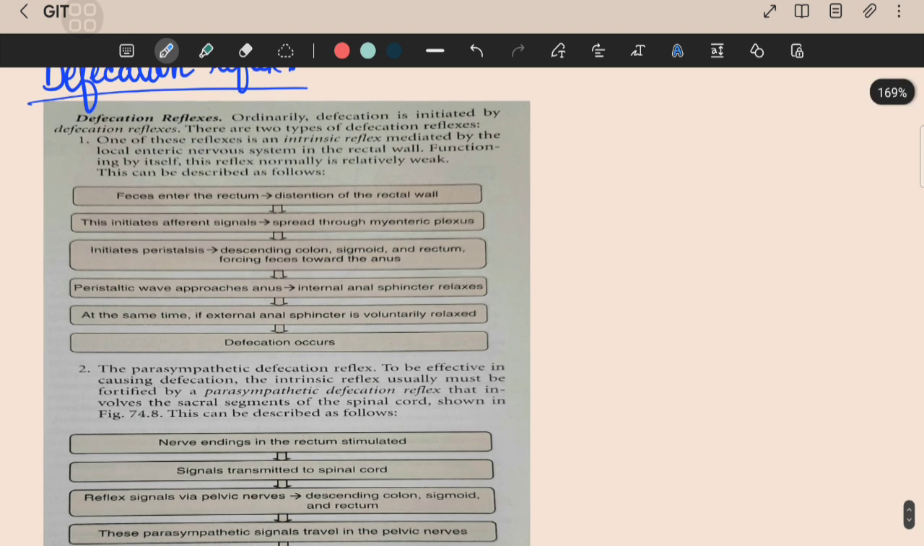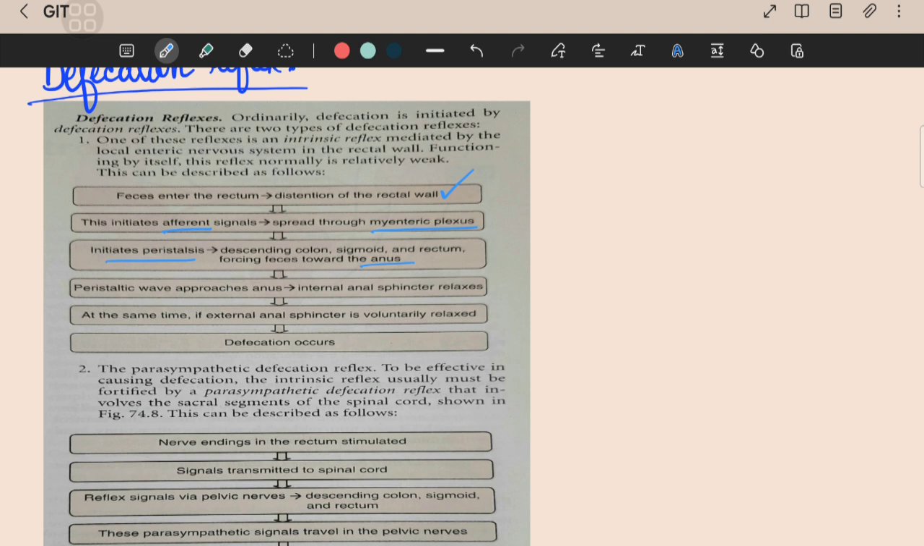Now if the feces enter the rectum, there will be distension of the rectal wall, so afferent signals will pass through the myenteric plexuses, and that will initiate further peristalsis in the descending colon, the sigmoid colon, and the rectum. The colon again has four segments: the ascending colon, the transverse colon, the descending colon, and the sigmoid colon. These four parts of the colon lead into the rectum, and this will force the feces more towards the anus, because whatever is remaining in the large gut is the fecal matter.